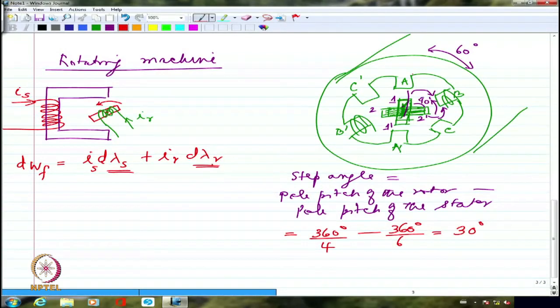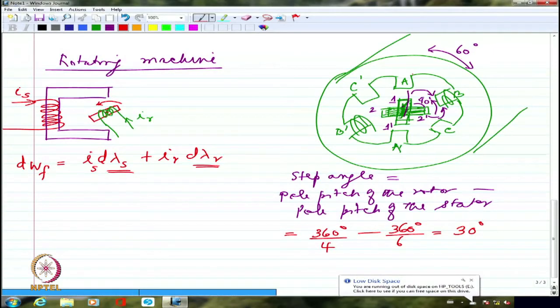d lambda s by dt will be the induced EMF in the stator. Similarly, d lambda r by dt will be the induced EMF in the rotor. So, will there be an induction in the stator if I have a current flowing in the rotor? If the two coils are mutually coupled, if one's flux influences the other one, definitely they will influence each other in terms of the induced EMF. We can't help but have the influence, because you have a ferromagnetic core and the rotor winding is very much in the vicinity of the ferromagnetic core on which the stator is wound, and vice versa.